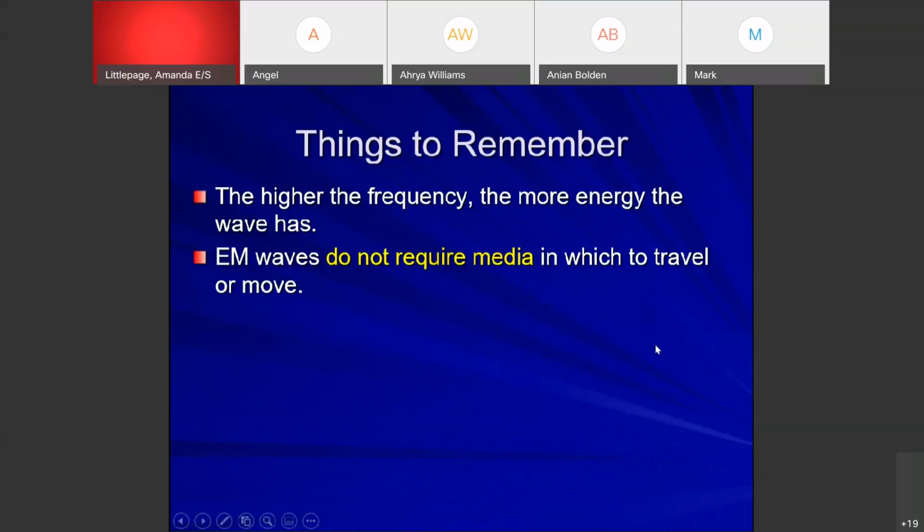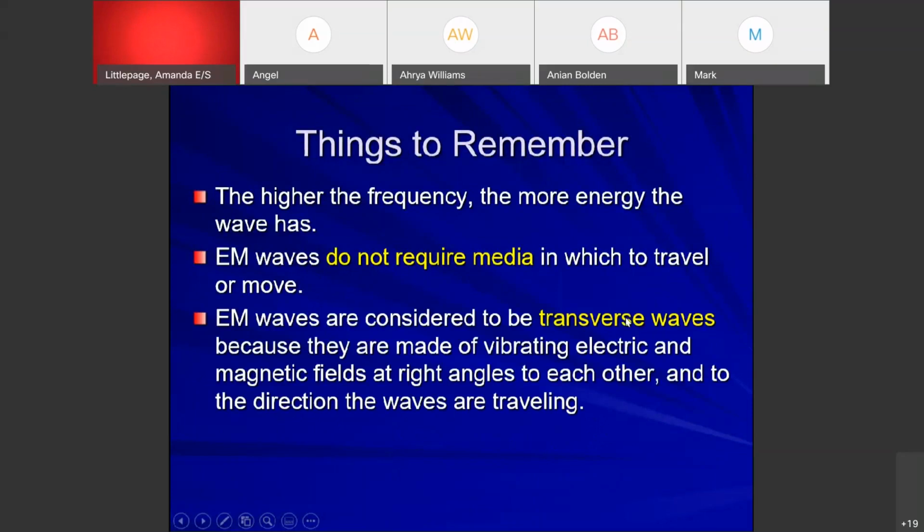So some key points for you to remember about the EM spectrum and about waves in general. The higher the frequency, the more energy they have. So the more of those little up and down troughs and crests, the more energy they have. They do not require a medium to travel through, so they can travel through the empty vacuum of space. They are also considered to be transverse waves.